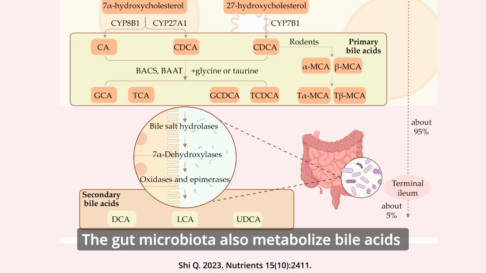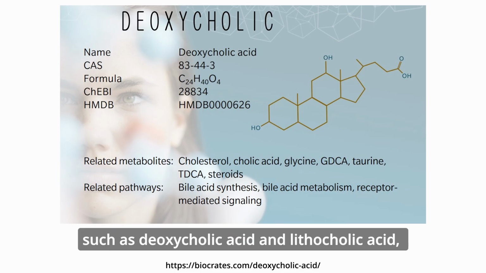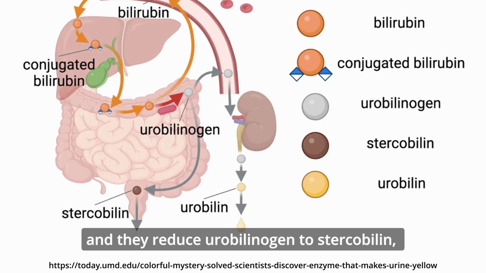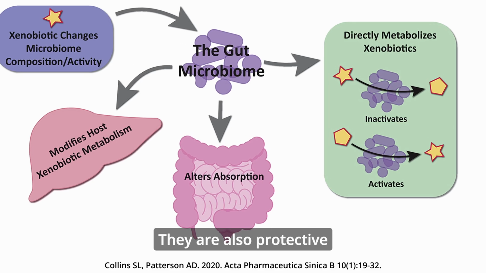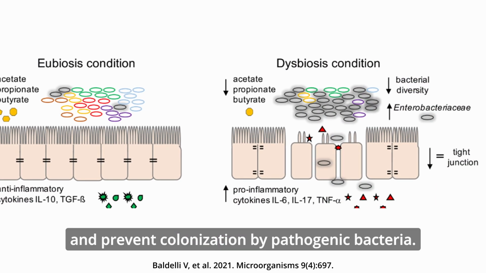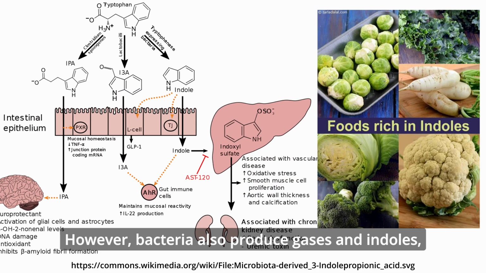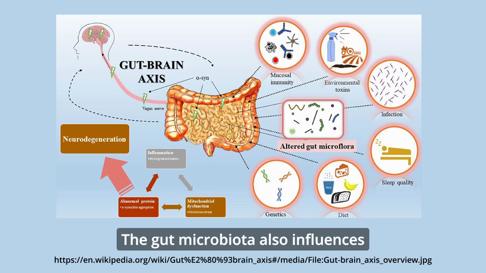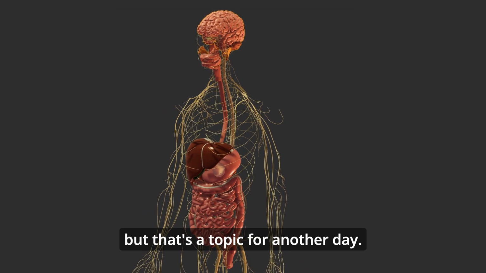The gut microbiota also metabolize bile acids into secondary bile acids such as deoxycholic acid and lithocholic acid, and they reduce urobilinogen to stercobilin, which gives feces its characteristic color. They're also protective and help to detoxify xenobiotics and prevent colonization by pathogenic bacteria. However, bacteria also produce gases and indoles, which contribute to fecal odor. The gut microbiota also influence the central nervous system through the gut-brain axis, but that's a topic for another day.